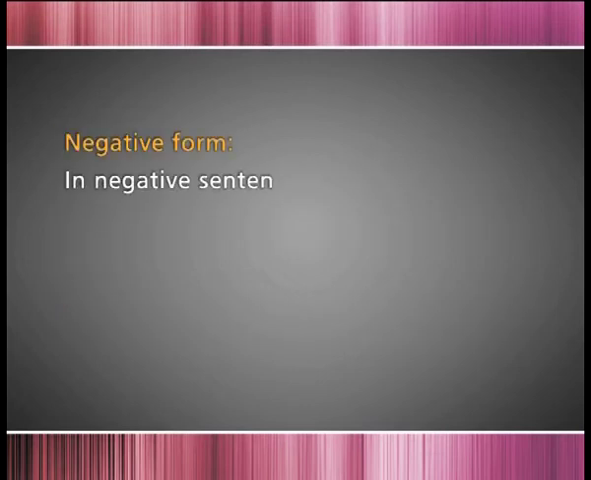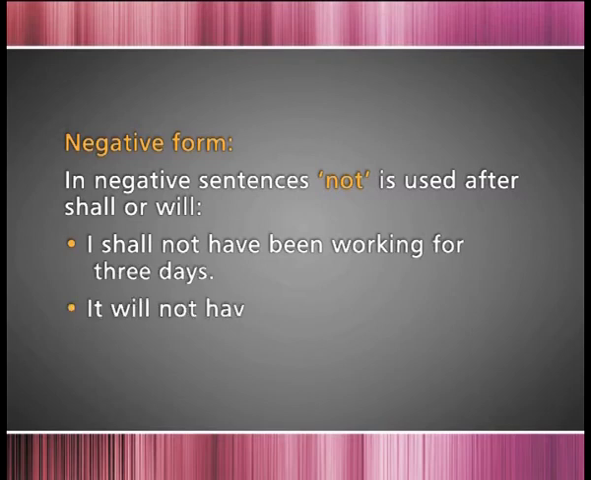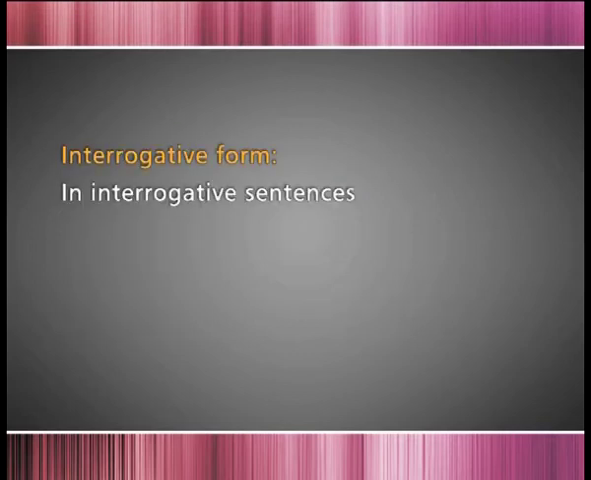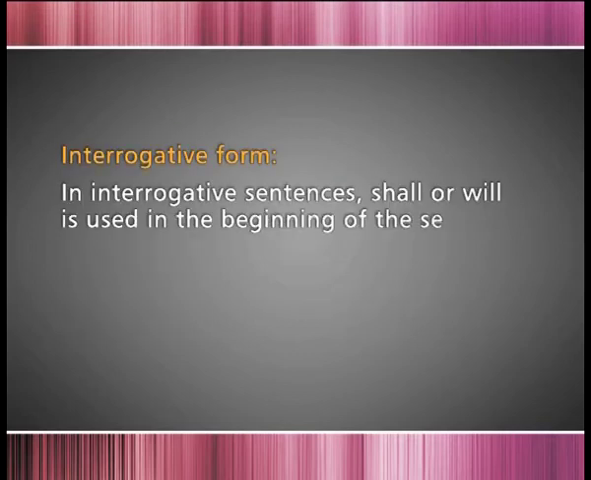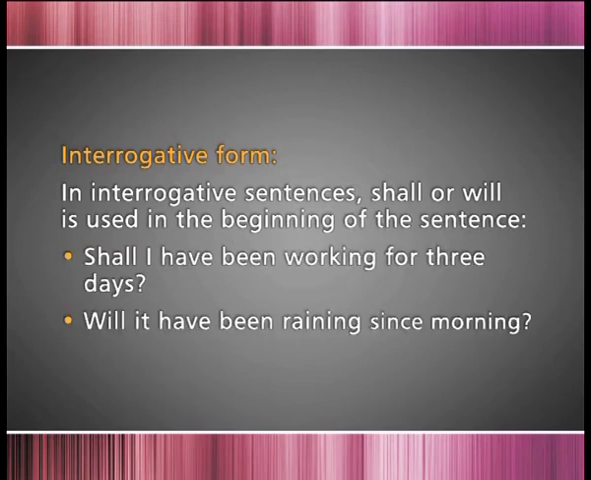Negative form. In negative sentences, not is used after shall or will. I shall not have been working for 3 days. It will not have been raining since morning. Interrogative form. In interrogative sentences, shall or will is used in the beginning of the sentence. Shall I have been working for 3 days? Will it have been raining since morning?